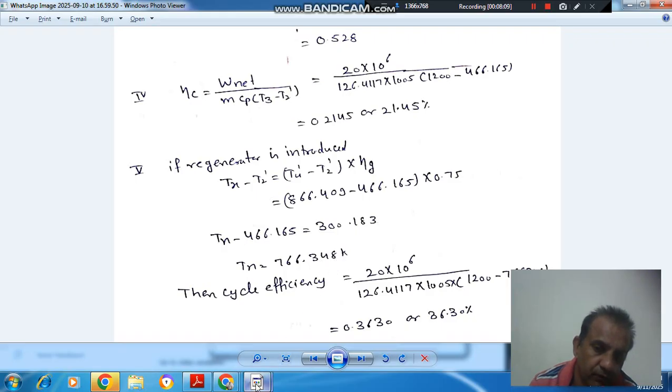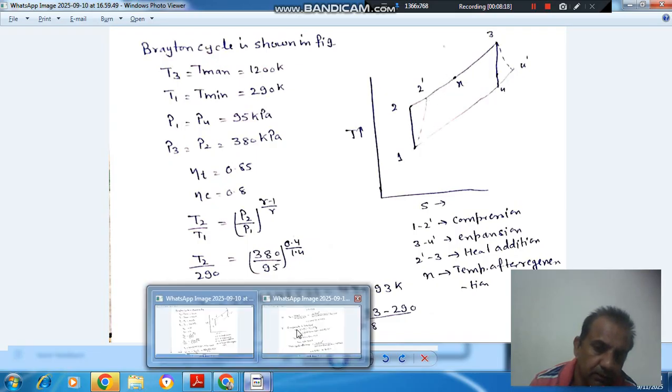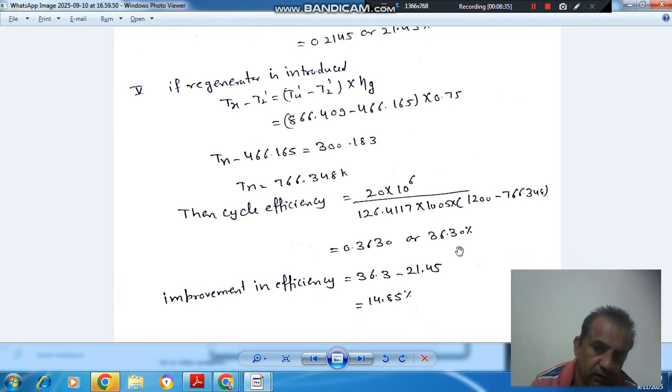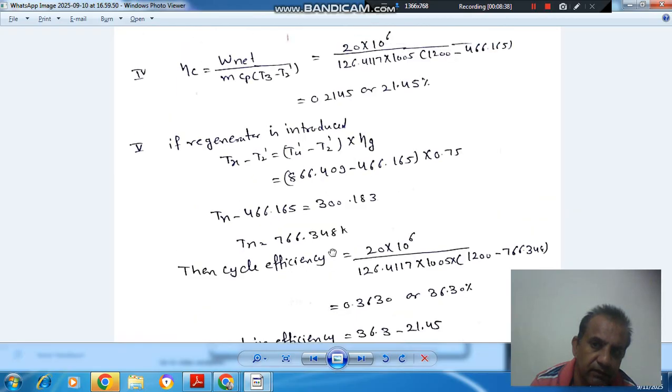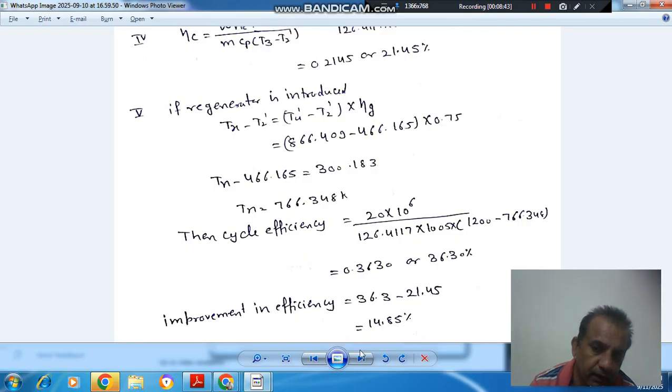Tx comes out as 6.348 (as stated). Now if the regenerator is applied, we have to supply external heat from Tx to T3, not from 2 dash to 3. So heat supplied is less. Heat supplied is m Cp times T3 minus Tx, and this is your power. So cycle efficiency will be more, that is 36.30%. So the increase in efficiency, initially it was 21.45%, now it is 36.30%, an improvement of 14.85%.